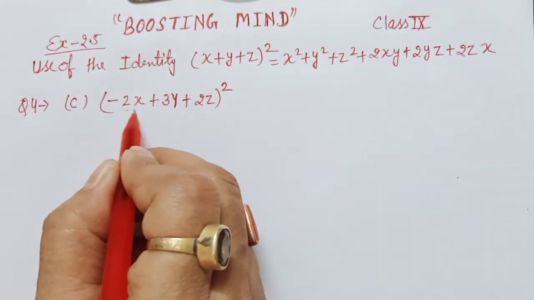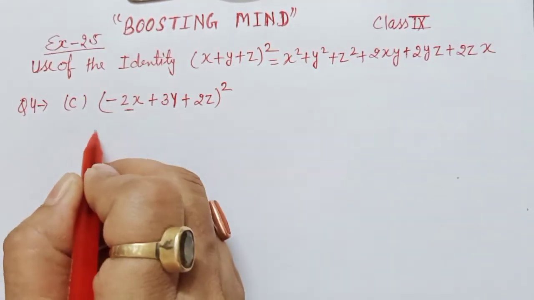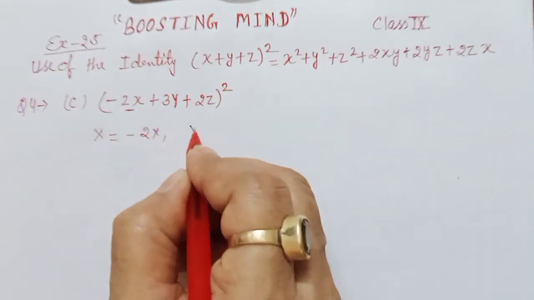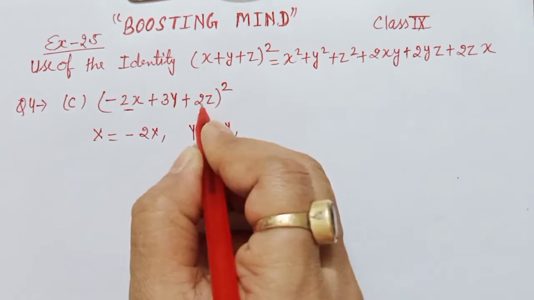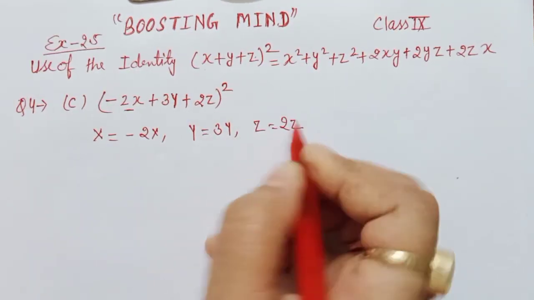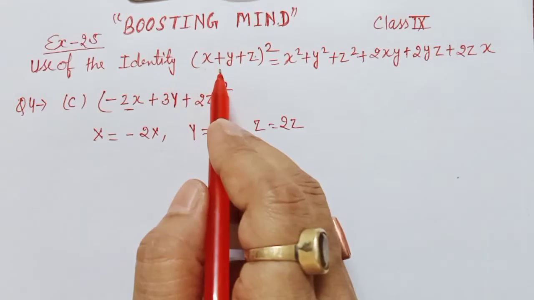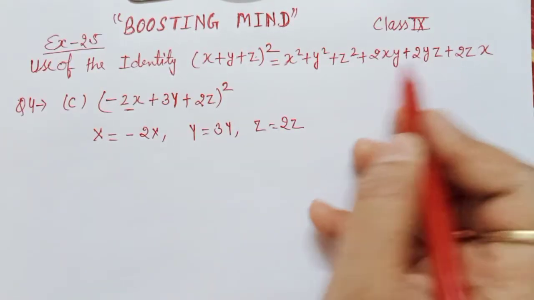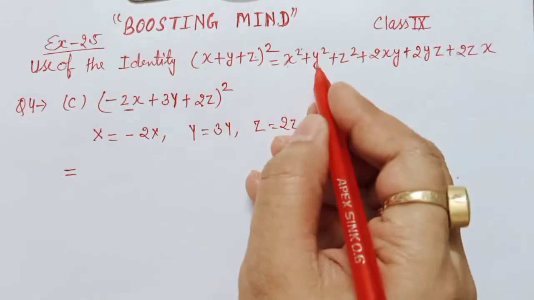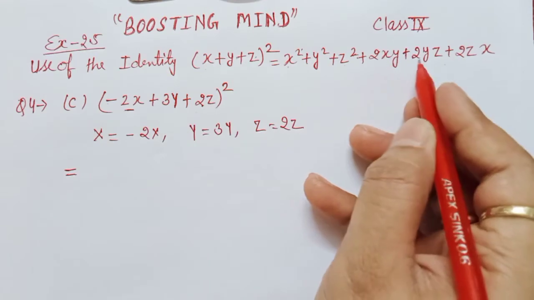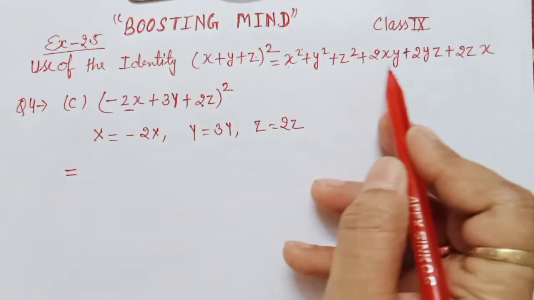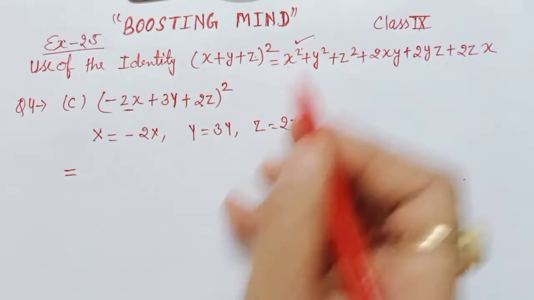First of all, find out the terms. First term x is 2x, y is 3y, and z is 2z. Now we will apply the formula from this side: (x + y + z) whole square equals x square plus y square plus z square plus 2xy plus 2yz plus 2zx. This can be expanded by this rule. So use the right hand side.